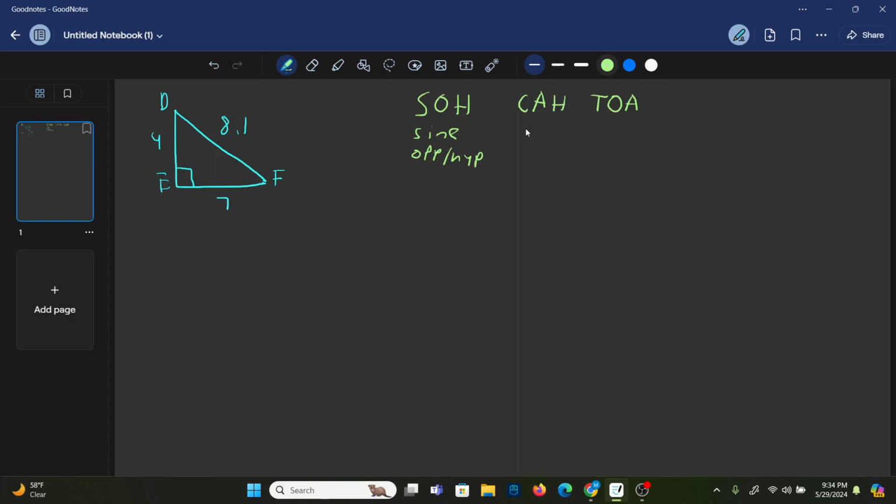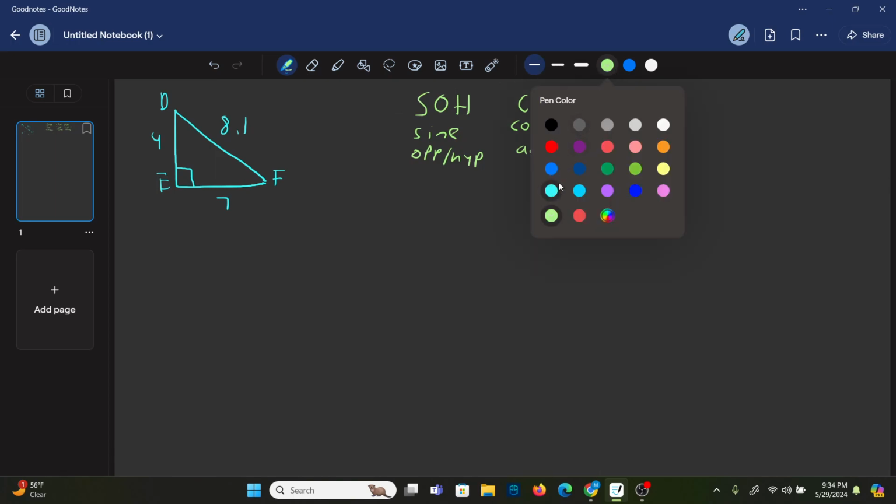For CAH, it's cosine because it's C, and it's adjacent over hypotenuse. And for TOA, it's tangent, and it's opposite over adjacent. So we can now go back to this problem.